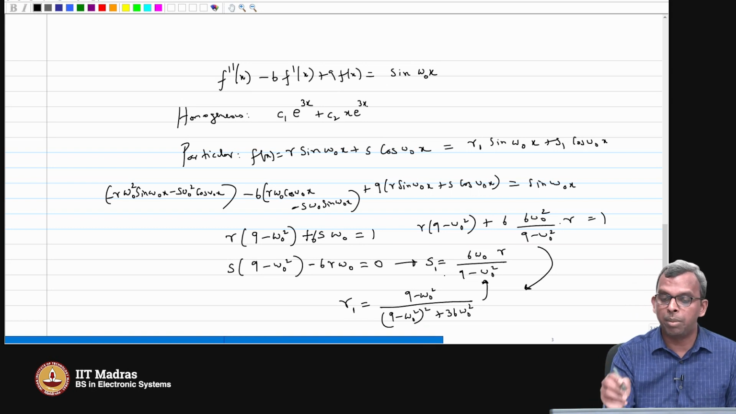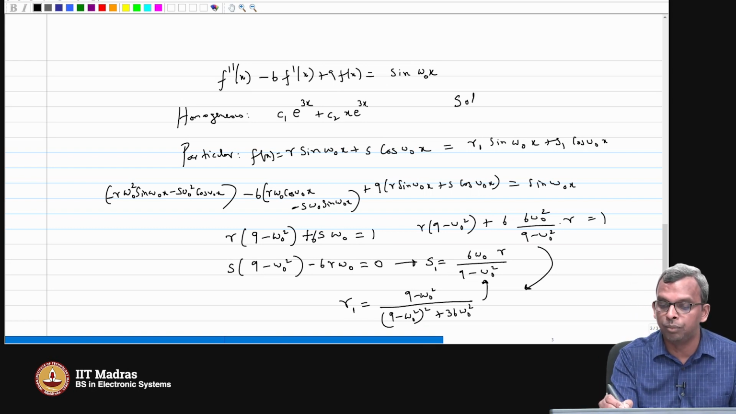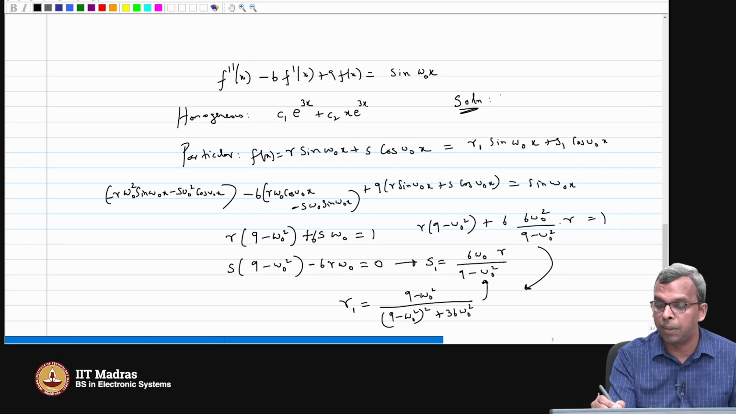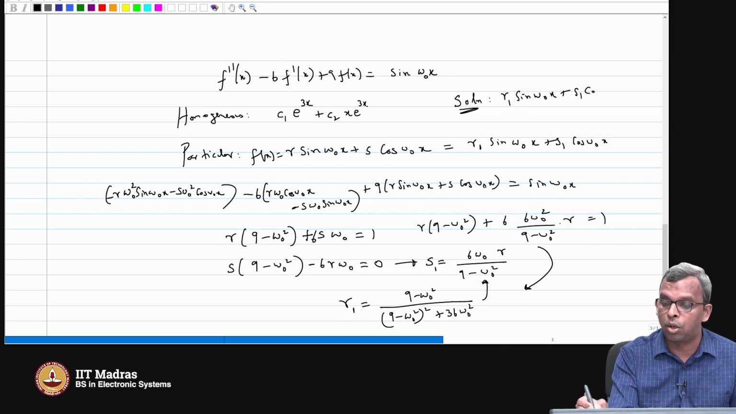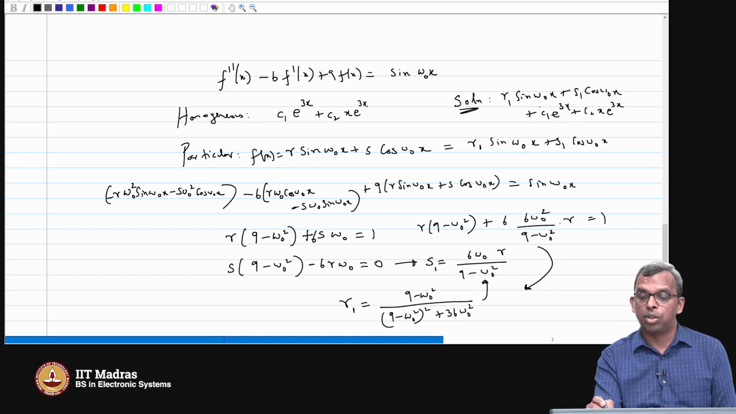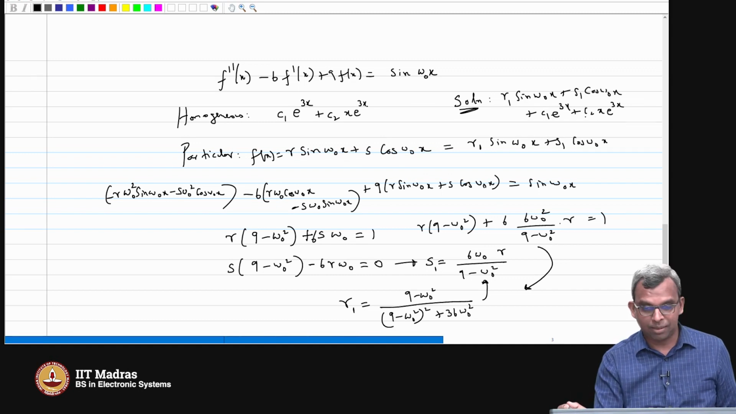So what will be the general solution? The solution is going to be the particular plus the homogeneous one. So it will be r1 sine omega naught x plus s1 cos omega naught x plus c1 e^(3x) plus c2 x e^(3x). Depending on how c1, c2 and 3 work out, this will be the general solution, and given an initial condition, you can find c1 and c2. I hope you see this.